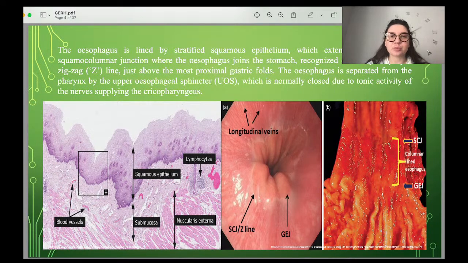Just above the most proximal gastric fold, the place of going from the esophagus to stomach, because of different epithelium. This zone is visible on endoscopy, and this zone of changing of epithelium looks not smooth, it is like a zigzag line, or Z-line.